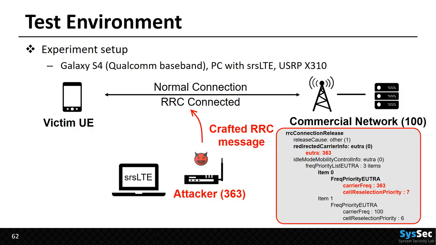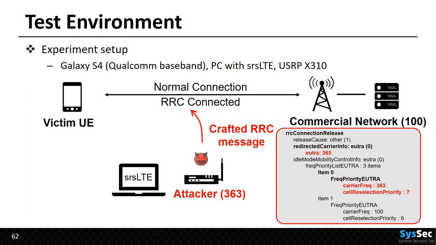To verify this attack, we used a Galaxy S4. The Galaxy S4 is one of the vulnerable devices that receives an unprotected message even in the presence of a security context. This vulnerability was discovered while studying methods to test devices' vulnerability. In this case, we could inject an RRC connection release message to the UE without deleting the security context. To inject the RRC connection release message, we used free open source LTE software, srsLTE, and USRP X310.